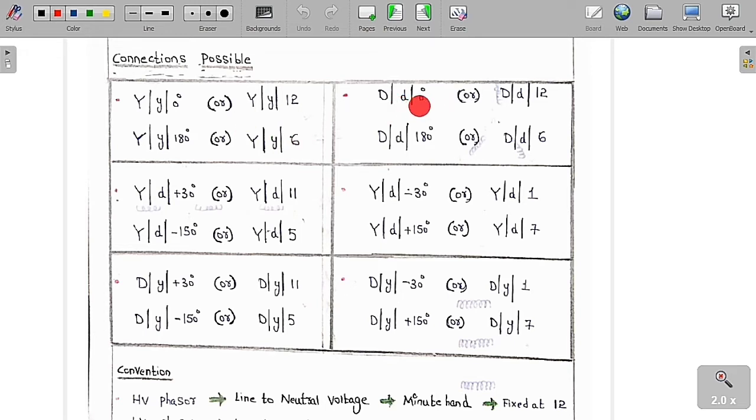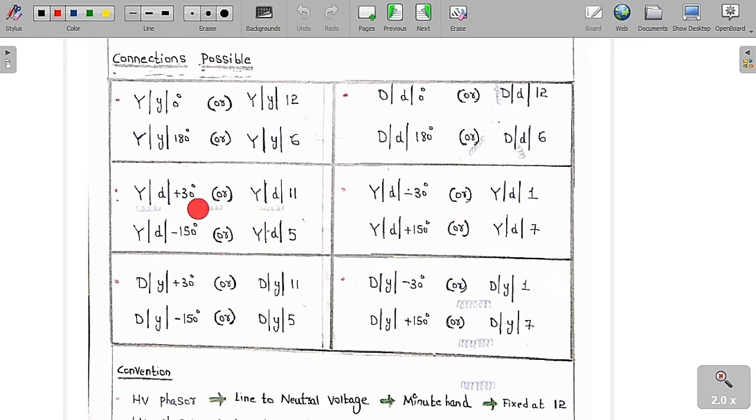Similarly, in delta-delta also, you can get either 0 degree or 180 degree. 0 degree is also called 12 o'clock and 180 degree is also called 6 o'clock. Similarly, in a star-delta, you can get plus 30, and another will be minus 30. Again, minus 150 and plus 150. So plus 30 means minus 150, and here it will be minus 30 and plus 150. So we can get either of these.